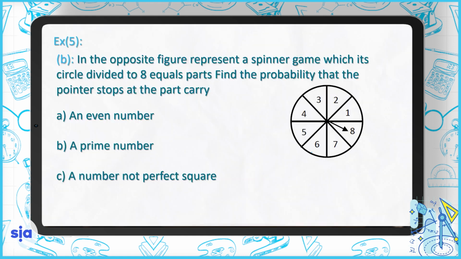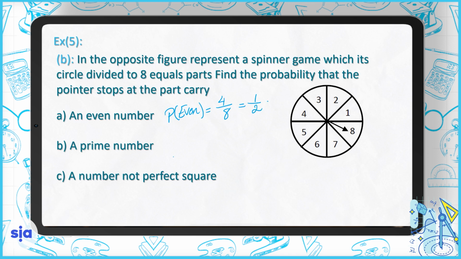Exercise number 5 is a probability question. The first thing, the question wants us to find the probability that the pointer will stop at an even number. So probability of even number. How many even numbers are these? The 2, 4, 6, and 8. So they are 4 even numbers. So the probability is 4 out of the total, which are 8 numbers. If you simplify this, it will be half.